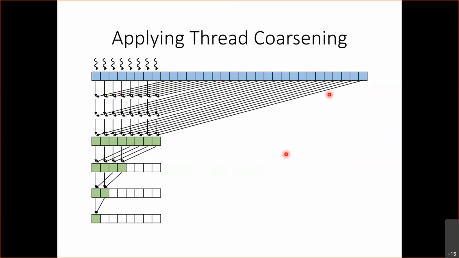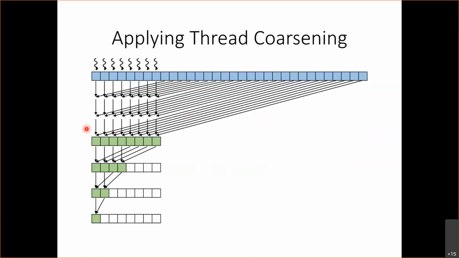But by having one thread block be responsible for this segment, I only have the synchronization and control divergence once, and the addition of the second half of the segment happens without any control divergence or synchronization.